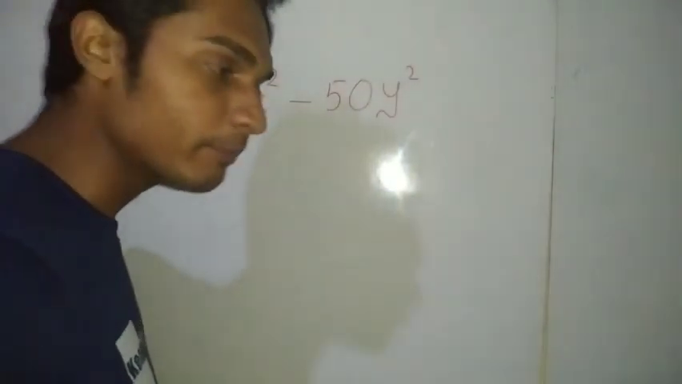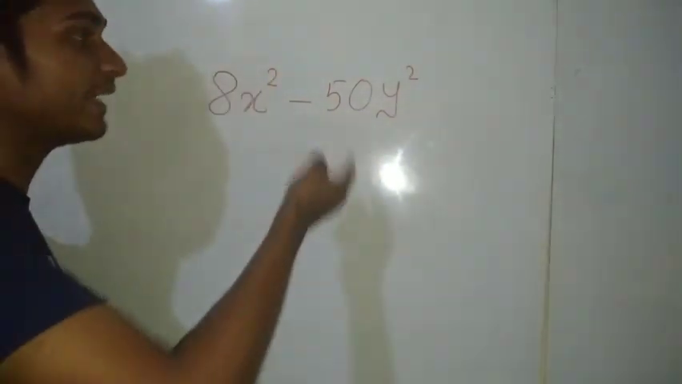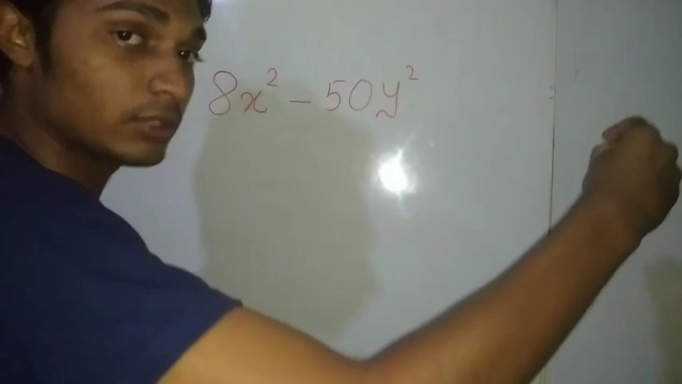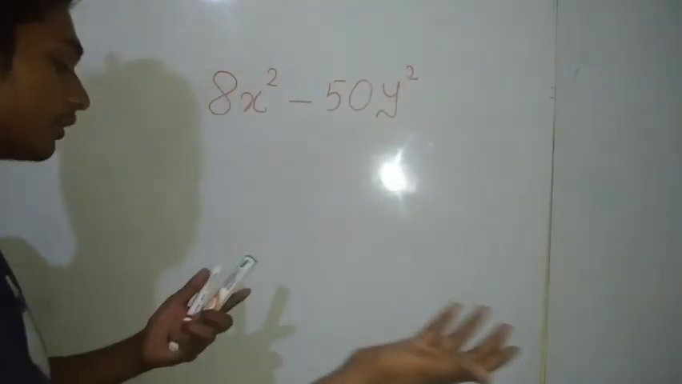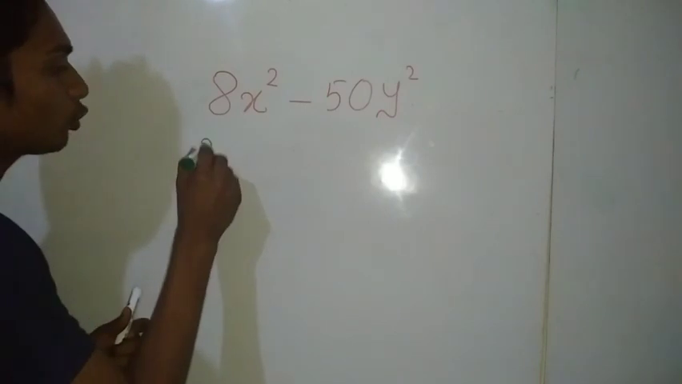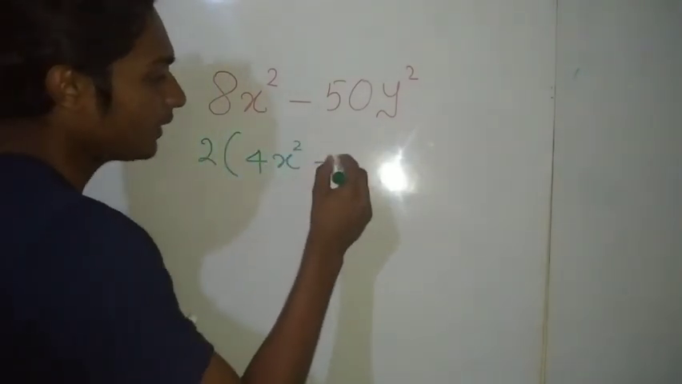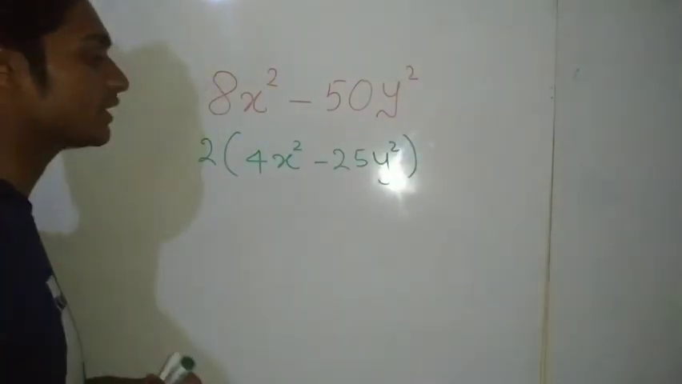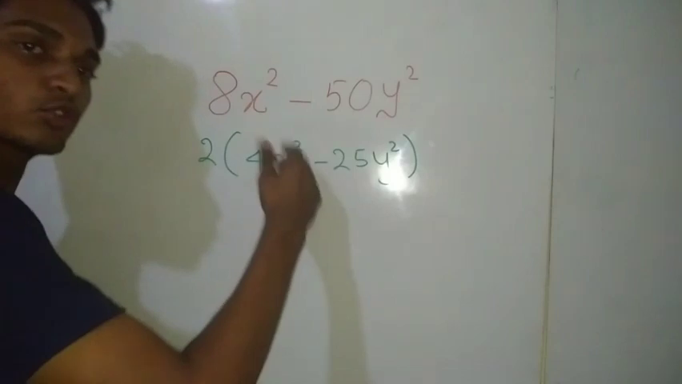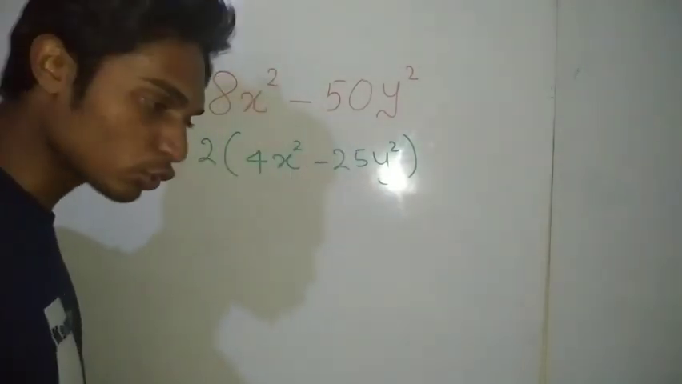What is common for both of them? Simply 2 is common, because 2 into 4 is 8 and 2 into 25 is 50, right? So you can take 2 out of the bracket. When you take 2 out of the bracket, you get 2, and inside the bracket is going to be 4x squared minus 25y squared. The beauty of this problem is 4 is a square number, x squared is a square number, 25 is a square number, y squared is also a square number.